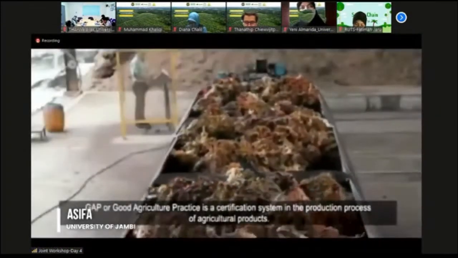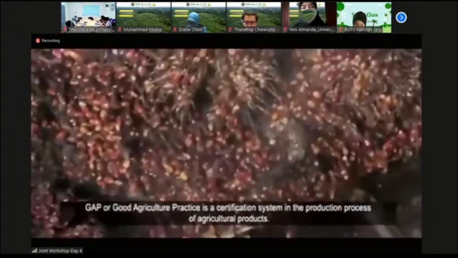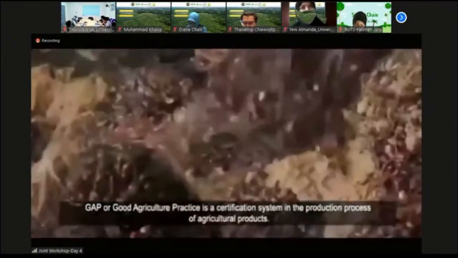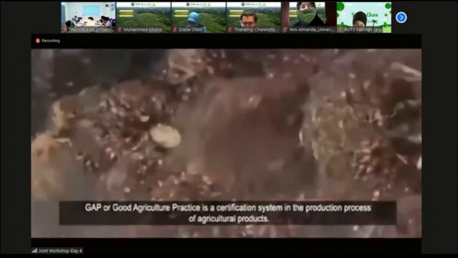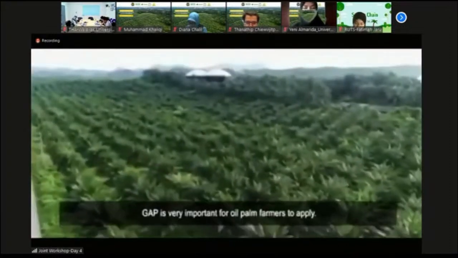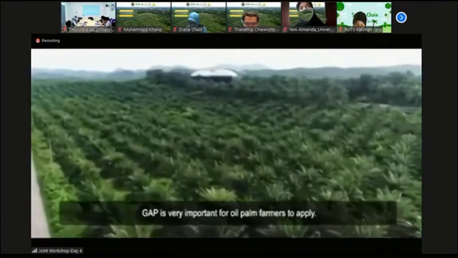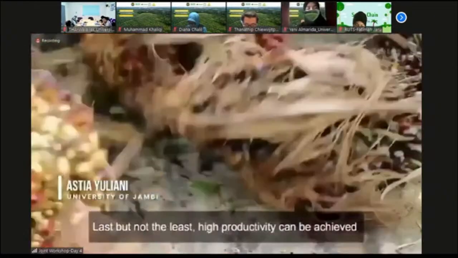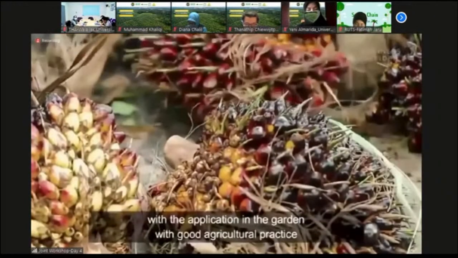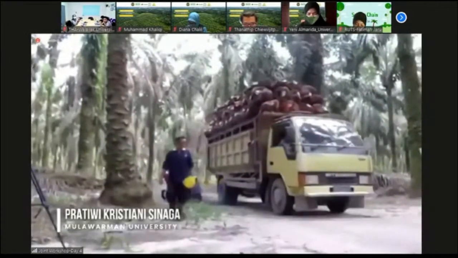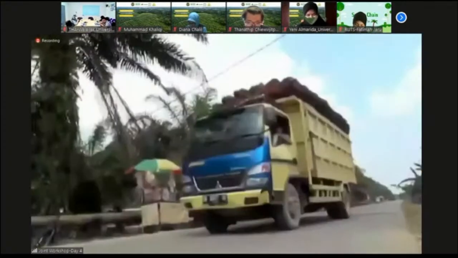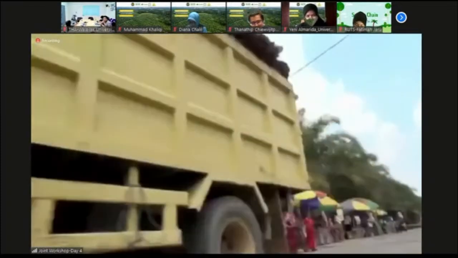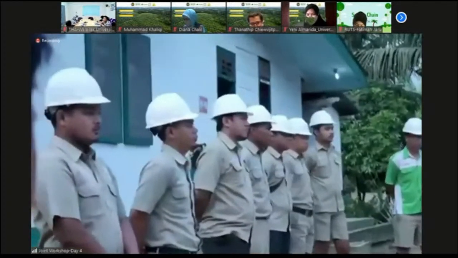GAP, or Good Agriculture Practice, is a certification system in the production process of agriculture products. GAP is very important for oil palm farmers to apply. Last but not least, connectivity can be achieved with the application in non-related agriculture. Sustainable development is able to meet and optimize the needs of present and future generations indefinitely.